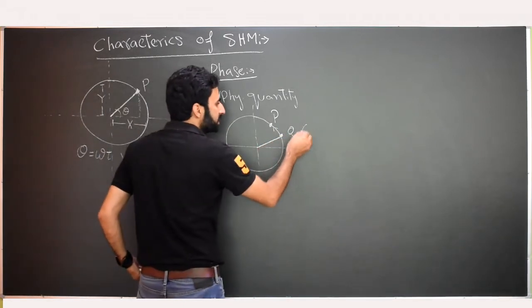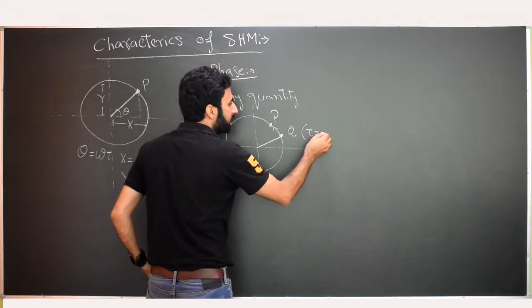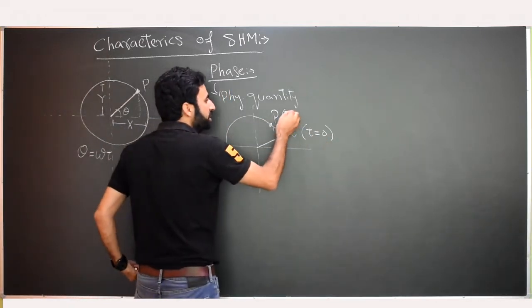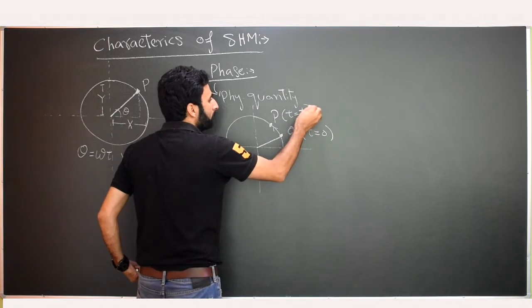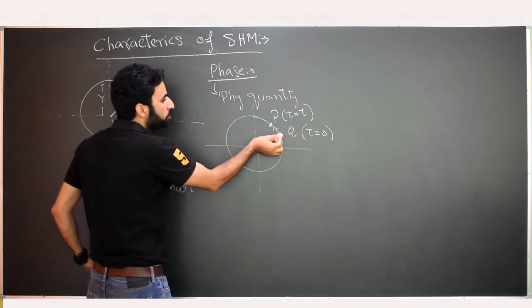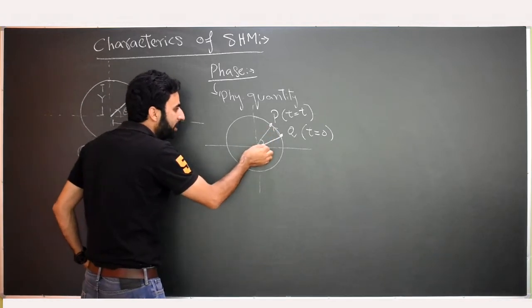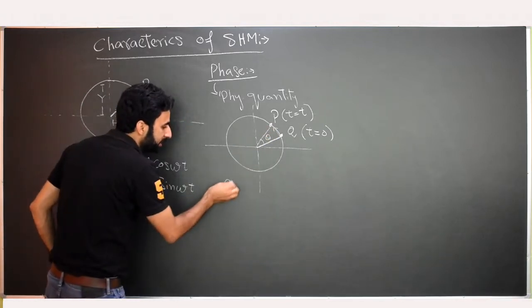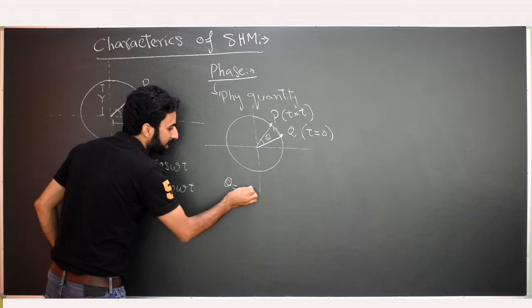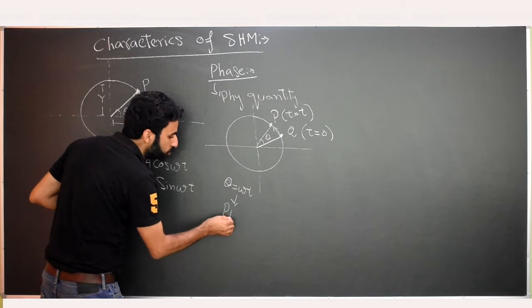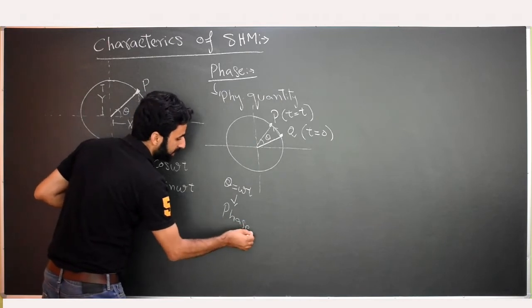Initially, when time is equal to 0, the particle is at position Q, and when time is equal to, suppose, t, the particle is at position P. So it has moved in this direction, and it has covered an angle of, suppose, theta, where theta is equal to omega t. Now this theta or omega t is known as the phase of a particle.